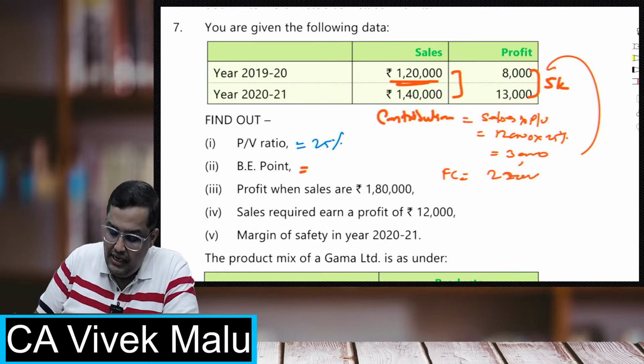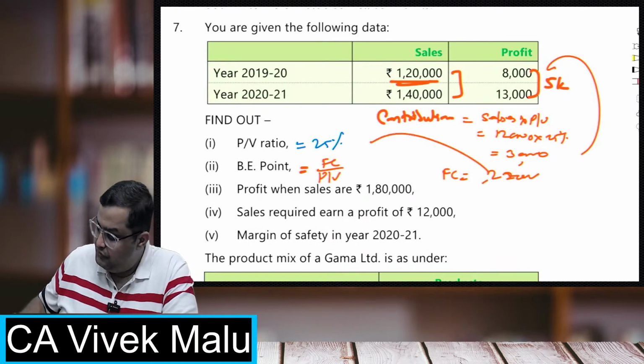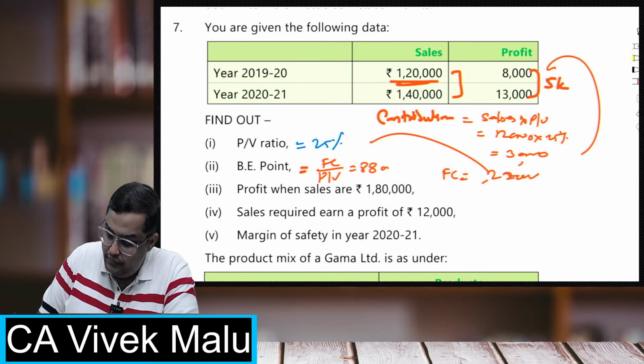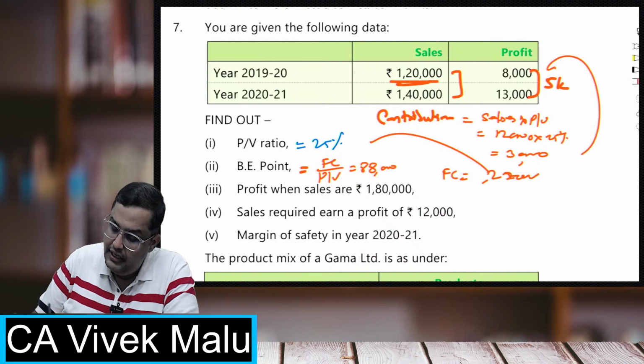Now, I want the break-even point. The formula is fixed cost upon PV ratio. So 22,000 divided by 25%. So that is 88,000 is the break-even point. Sir, is there any other alternative to do this? Yes, there is definitely an alternative.